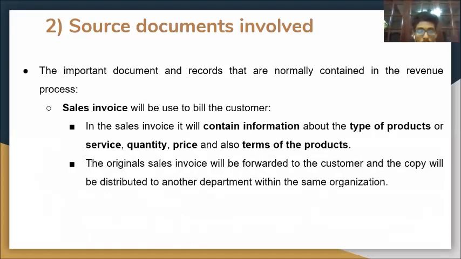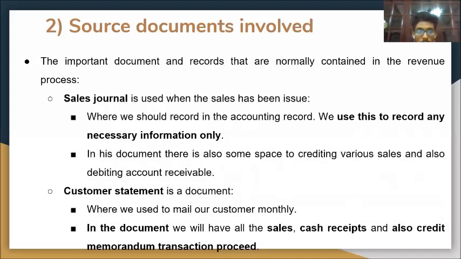These are the important documents and records that are normally contained in the revenue process. Next is the sales invoice, which is used to bill the customer. The sales invoice contains information about the type of product or service, quantity, price, and also terms. The original sales invoice will be forwarded to the customer and the copy will be distributed to another department within the same organization.